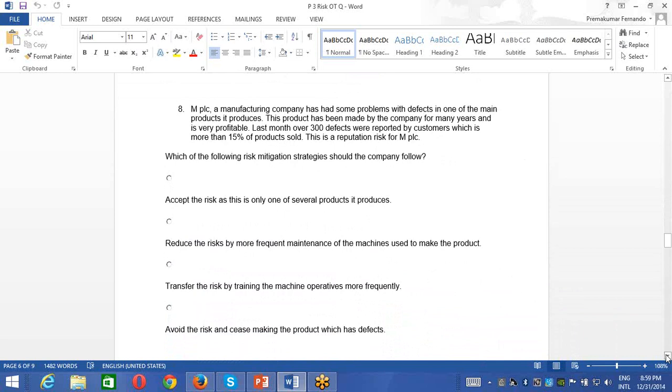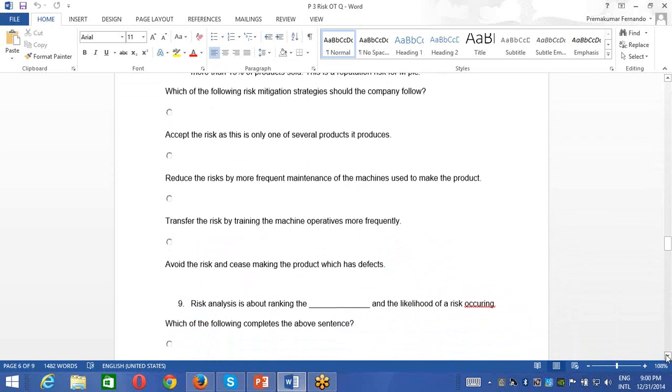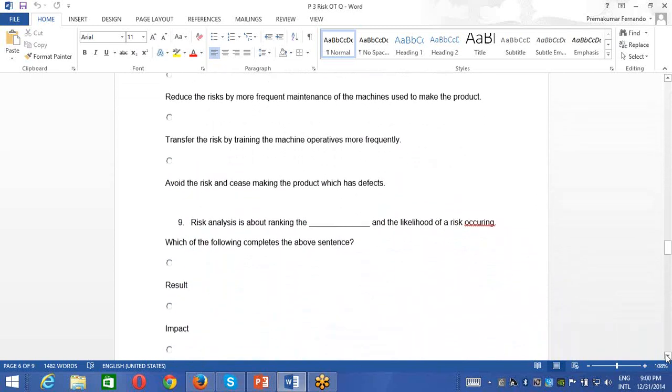Actually, I was trying to see from SIMA, I'm not very sure whether they have, probably. Now, if this is a question, you could answer in either way. But the right answer is reduce the risk by more frequent maintenance of the machines used to manufacture the product. But thinking like that, I think that is what these questions are going to help you with in the practice, because it's very difficult to think about like that.